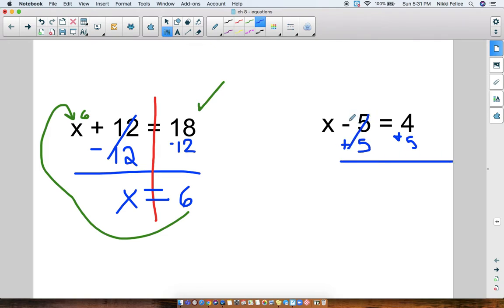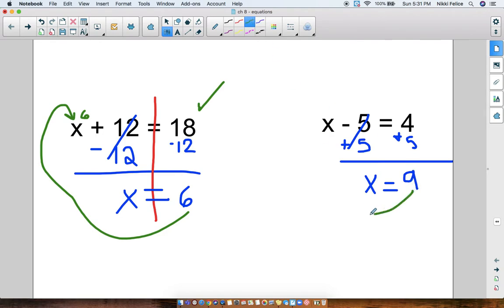These will cancel out. Minus 5 and plus 5 are opposites. They cancel out. So all I have over here is my variable. I bring down my equal sign, and 4 plus 5 equals 9. So I just figured out my solution, x equals 9.